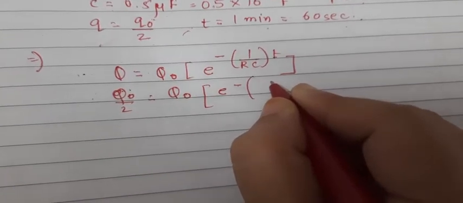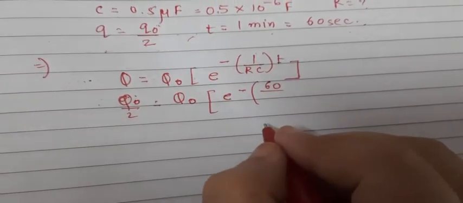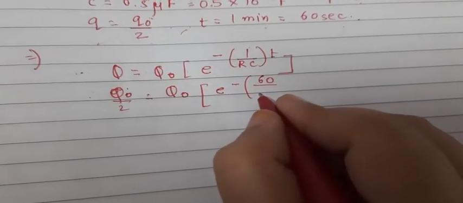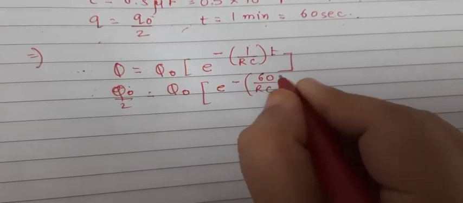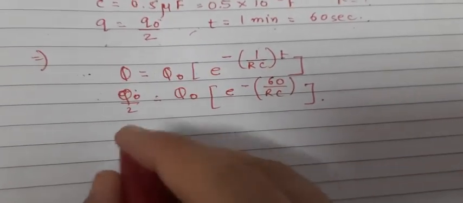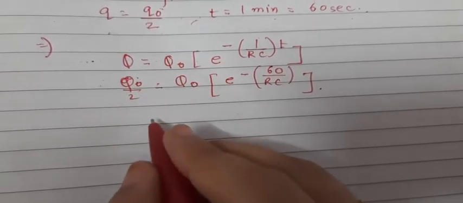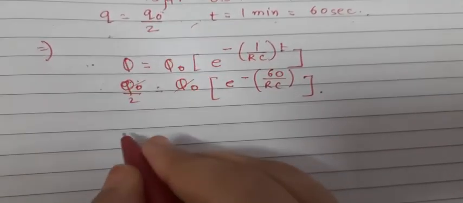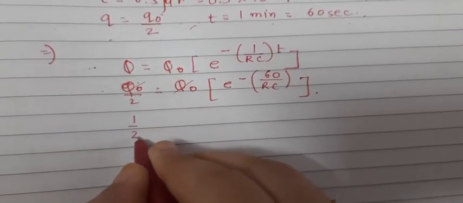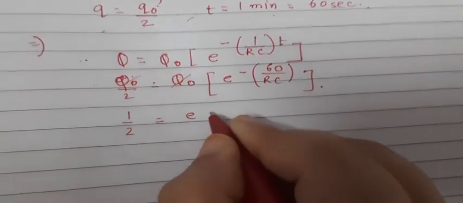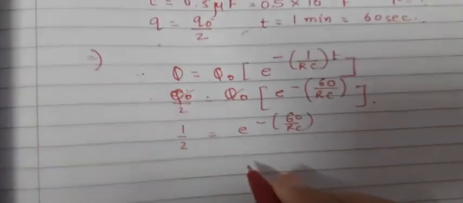Since time is given as 60 seconds, I'm taking the T inside the bracket with 1 upon RC. Right now I will not put in the C value, I will just keep it as RC only, so that the equation does not look complex. Q naught and Q naught cancel out from each other, so again we are getting a half, that equals exponential minus 60 upon RC. So this is what we have left.